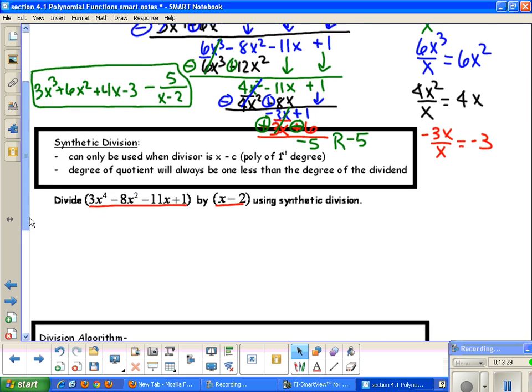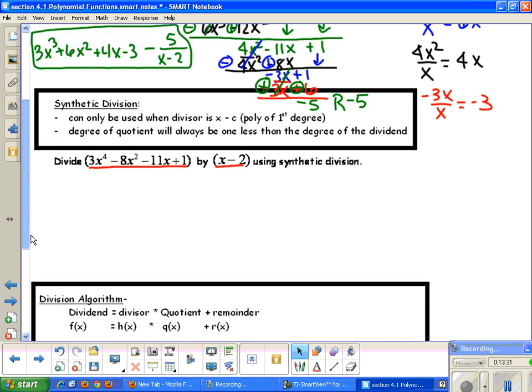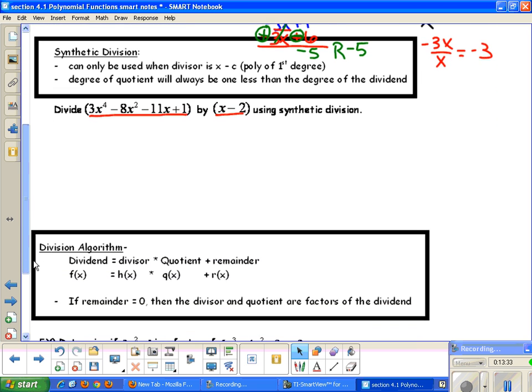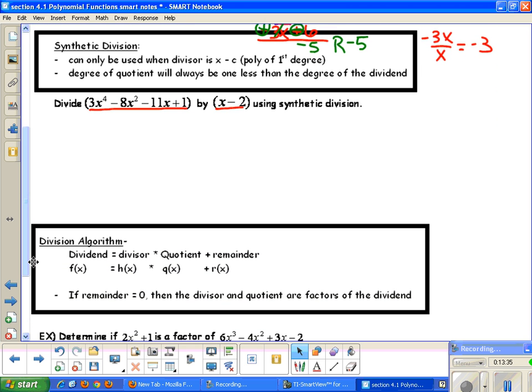Also remember, when you're doing synthetic division, it has to be in the form of x minus c. So your coefficient in front of your divisor has to also be 1. So if it's not, you have to change it so that it is 1. So in this case, we want to divide this polynomial by x minus 2 using synthetic division. And notice that this problem that we have here is the same as the last one. It's just that now we're going to go ahead and do synthetic division.